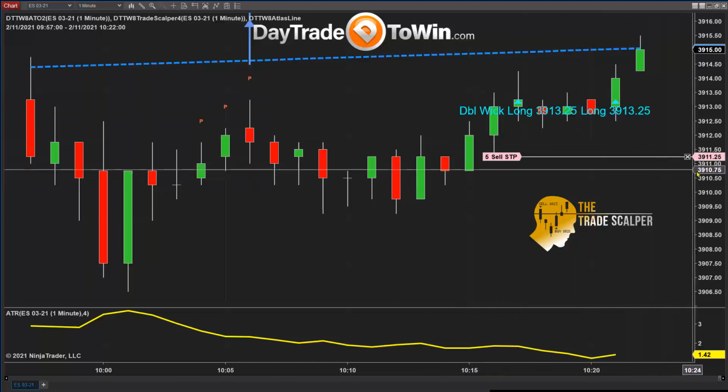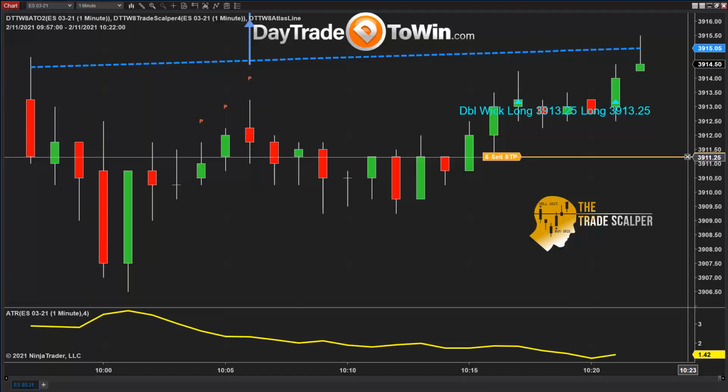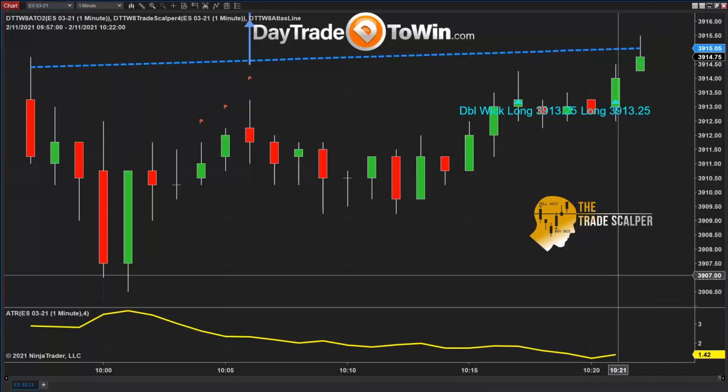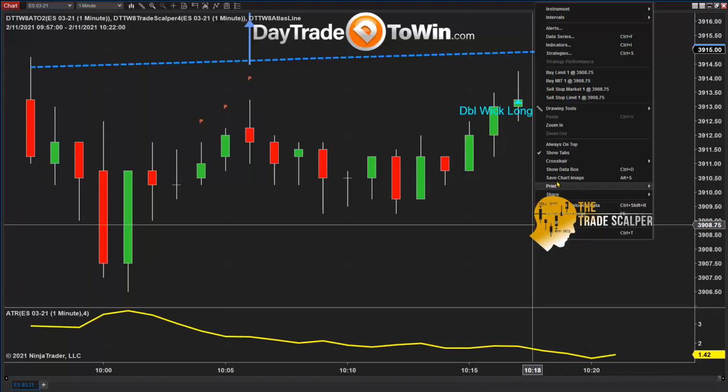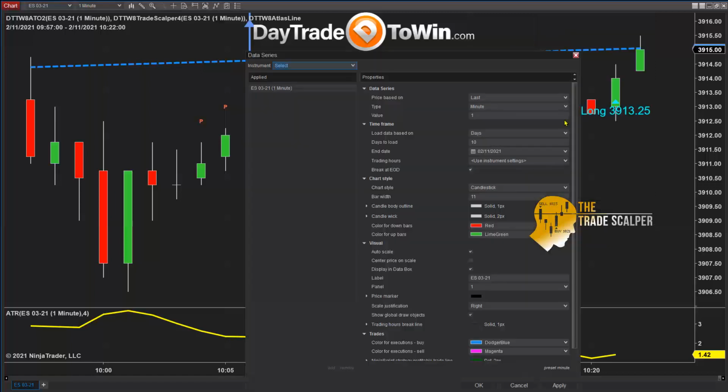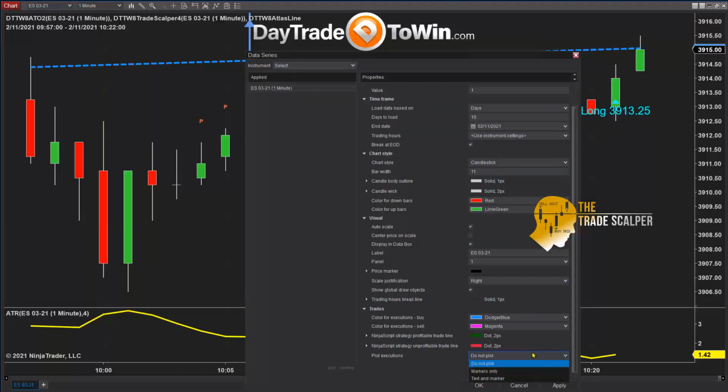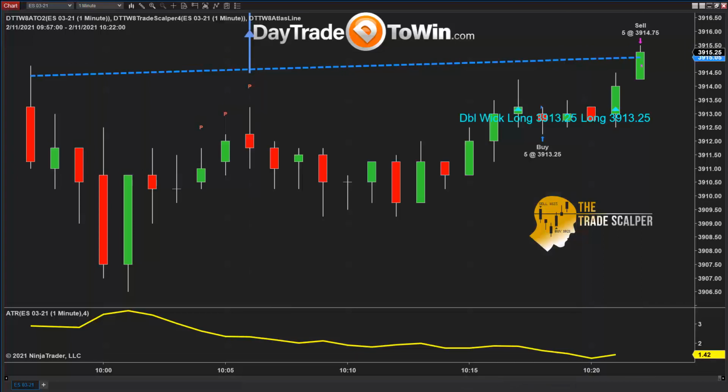So in this case, the target was achieved. It was 5 contracts. Very simply, let me add here the settings for plot executions, which will explain exactly where I entered and exactly where I exited.